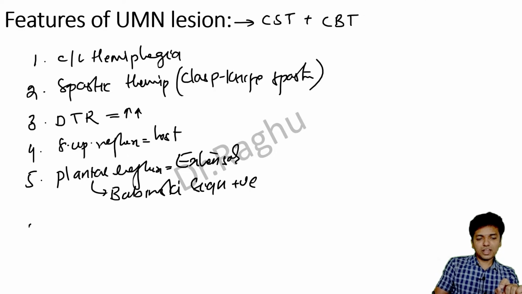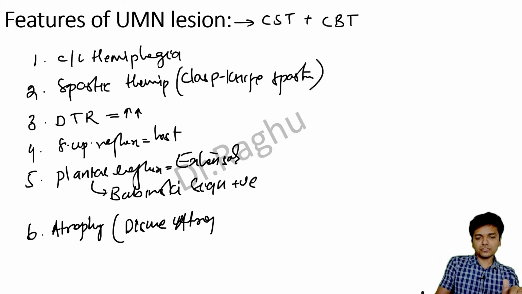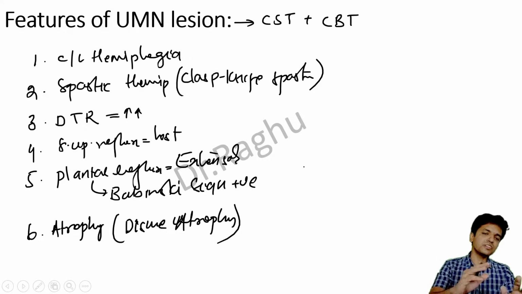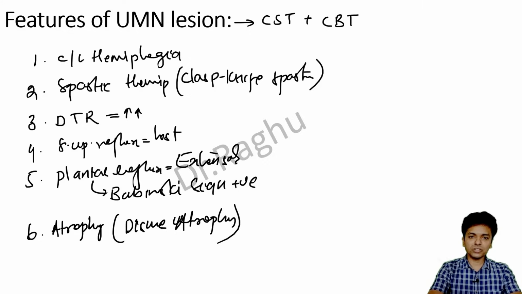Okay, and the last part is that over a long term, because the person is not using his muscles, there could also be atrophy, and this atrophy is what is called a disuse atrophy. Fine. So these are the features of the upper motor neuron lesion.